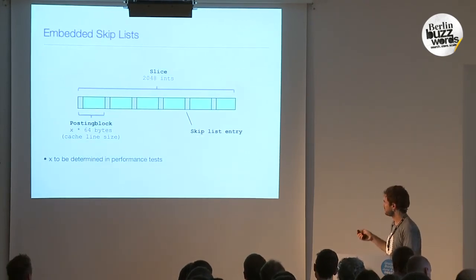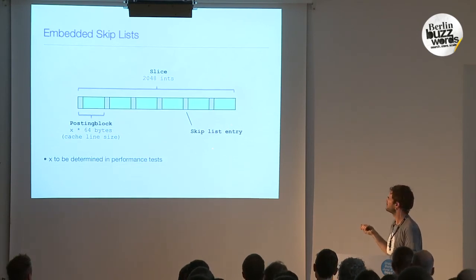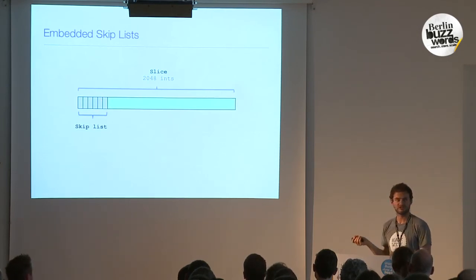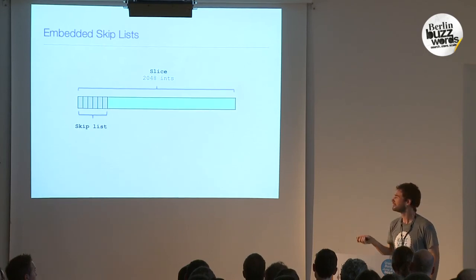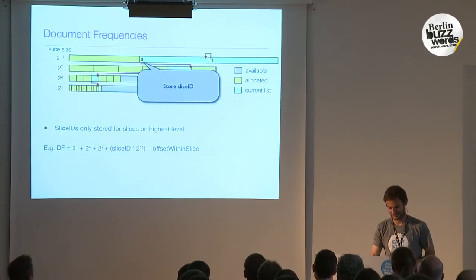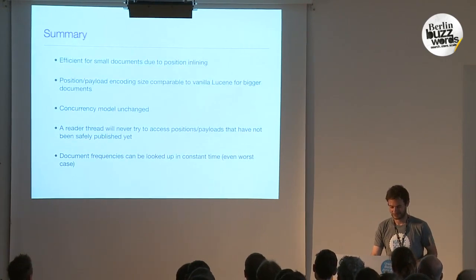Logically it looks like this, but how we actually store it is we store the entire skip list in the beginning of the slice for cache efficiency, and then I have to stop now, and then we store the postings here. And I think that's actually the last slide. Oh, there's one more slide, but I can skip that one. Okay, that's it.